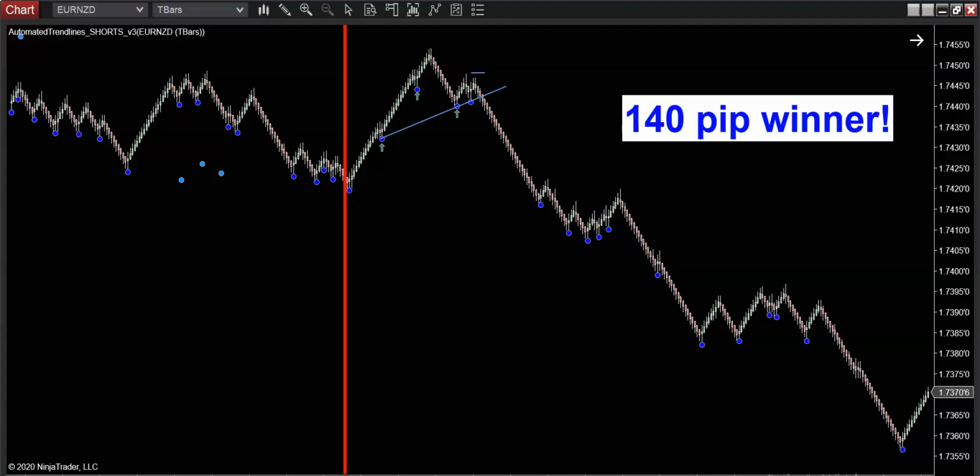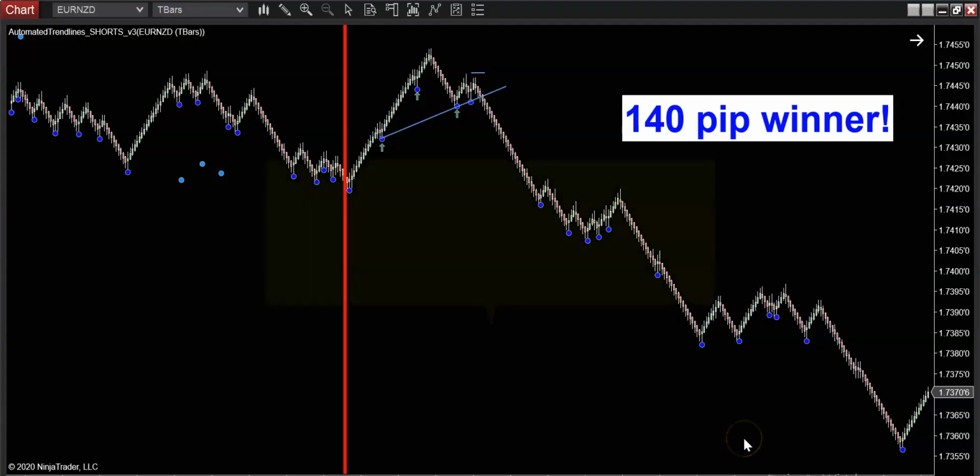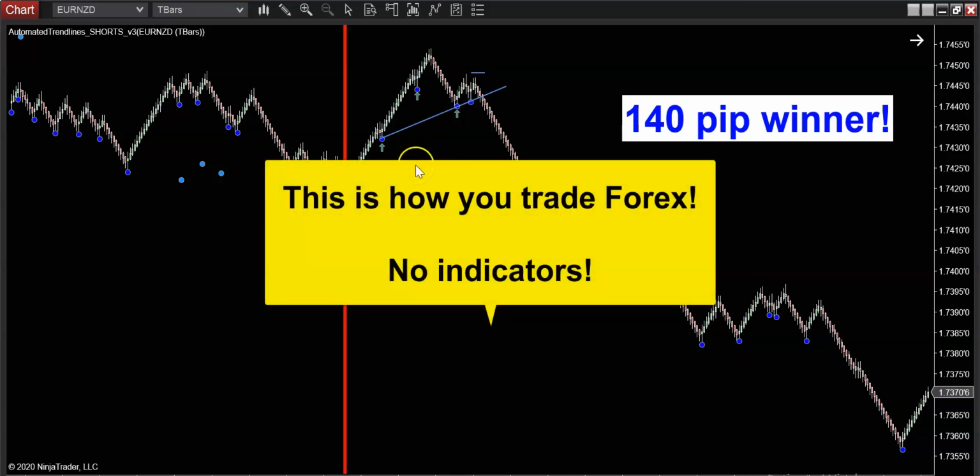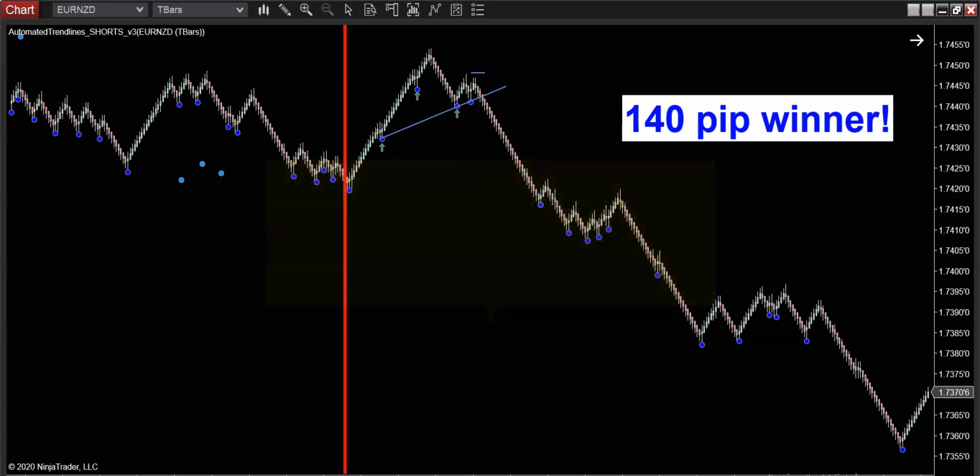If you want to successfully trade Forex and you want to trade the euro currency pair, then guys, this is how you do it.